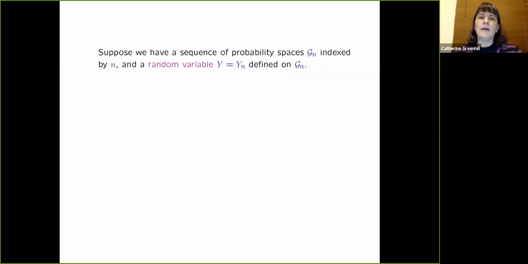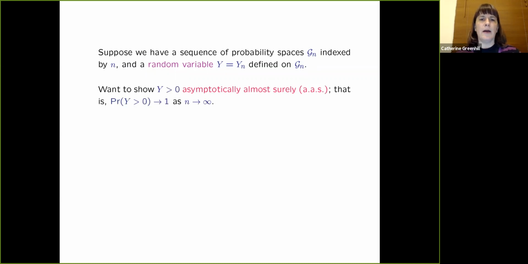Okay, so I'm going to talk in general. Let Gn be a sequence of probability spaces, indexed by n. You can think of some sort of random graph model if you like, but this is just abstract. And Y is a random variable defined on Gn. So it's really Yn, but I'll just say Y. We want to show that the probability that Y is positive tends to 1.